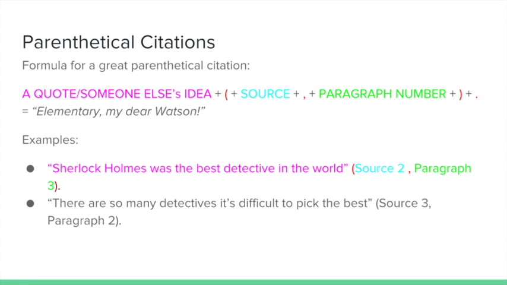But we've got a parenthesis. Then we've got the source, okay, so the source number again. We've got a comma, and then the paragraph number. So that comma is really important too. We're always putting a comma between our source number and paragraph number inside those parentheses. And then the closing parentheses, and then the period. Okay, so that is what a parenthetical citation looks like.